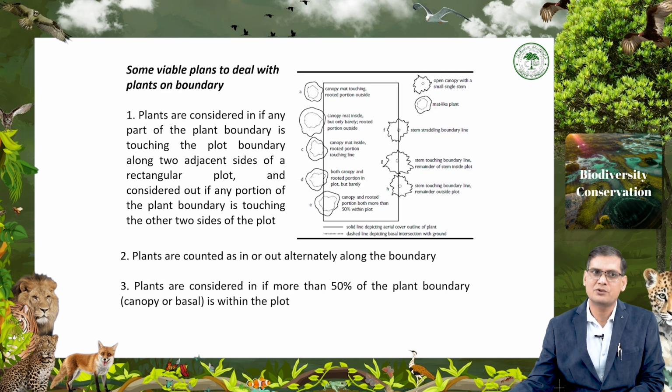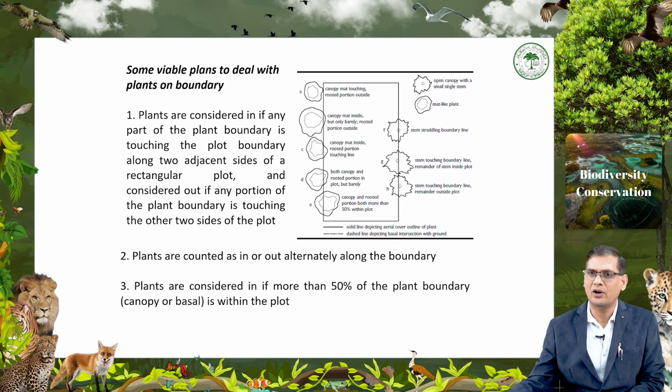Some viable plans to deal with plants on the boundary. While doing vegetation sampling, sometimes there are plants which are located at the boundary of plots. Then the researcher or the observer is in a dilemma whether to include these plants in the plot or not. We need to take a decision whether to include or exclude these plants.